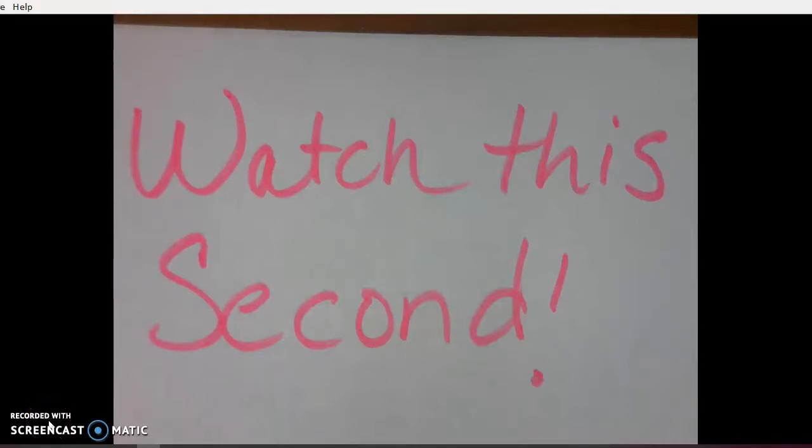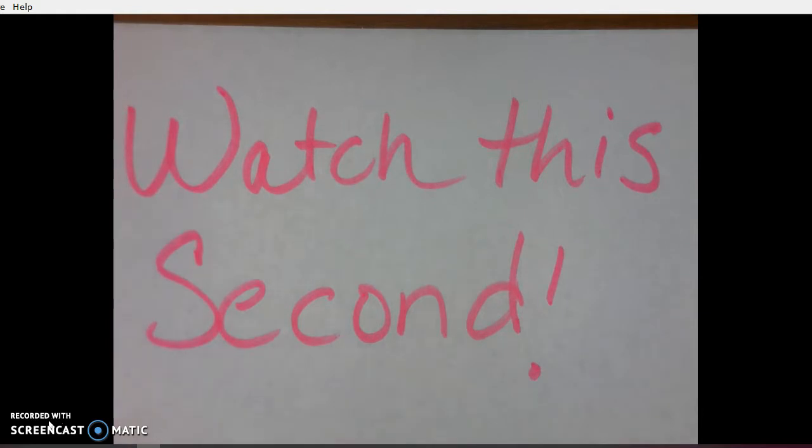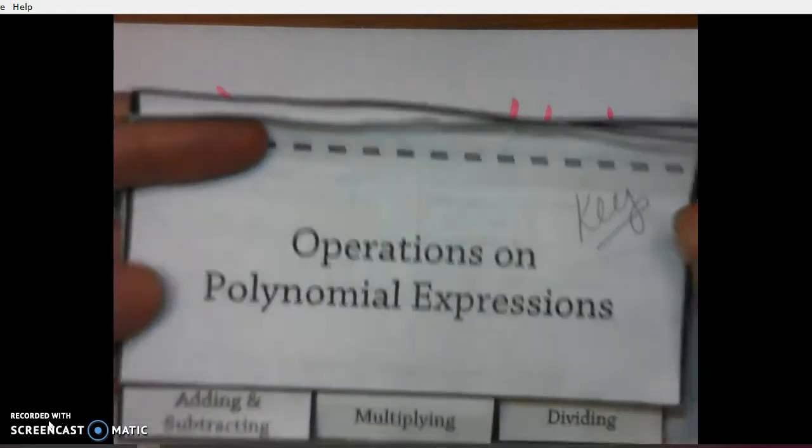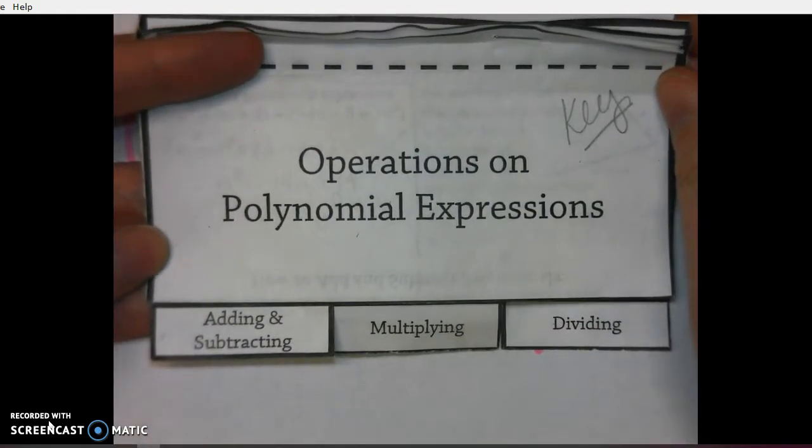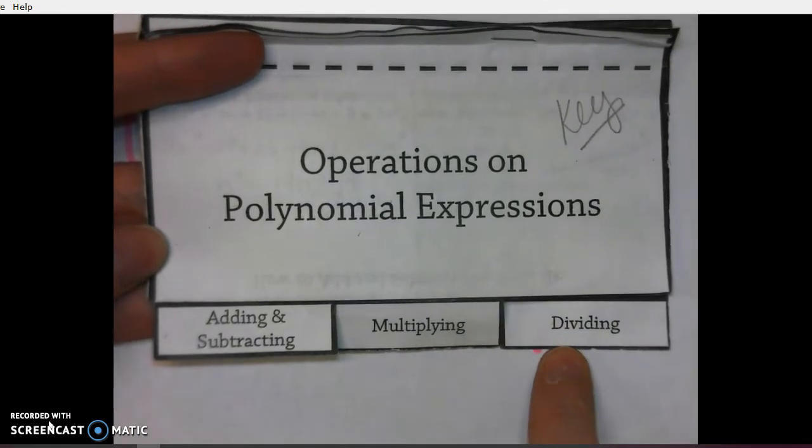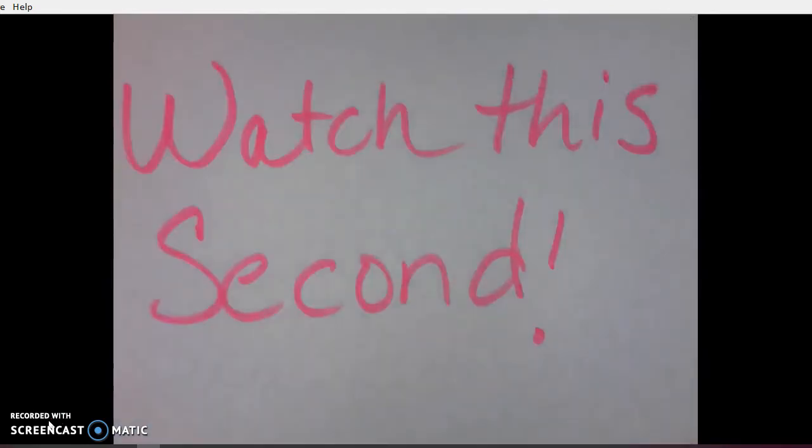Hey guys, so you should be watching this video second. This one is going to show you how to divide polynomials with a box method, and you should be putting this into this foldable right here. We're going to be on the dividing tab.